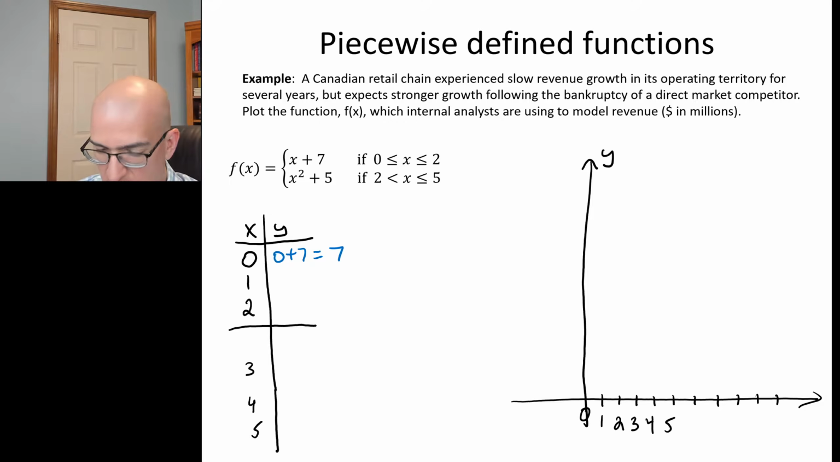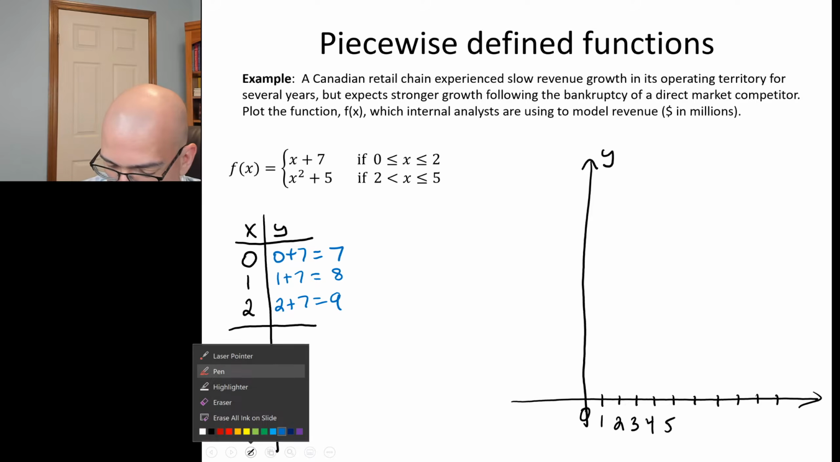So I'll just keep going before I start graphing these. Now x equals 1. I have to do a check. Is 1 between 0 and 2, or is 1 between 2 and 5? Well, 1 is between 0 and 2, so it's also going to go into the first part of the function. So 1 plus 7, which is 8. Okay. Now we'll do it one more time. 2. 2 is between 0 and 2. Notice that the equality is on the top piece of the piecewise function and not on the bottom piece of the piecewise function. So I'm going to use the top part. I get 2 plus 7, which is 9.